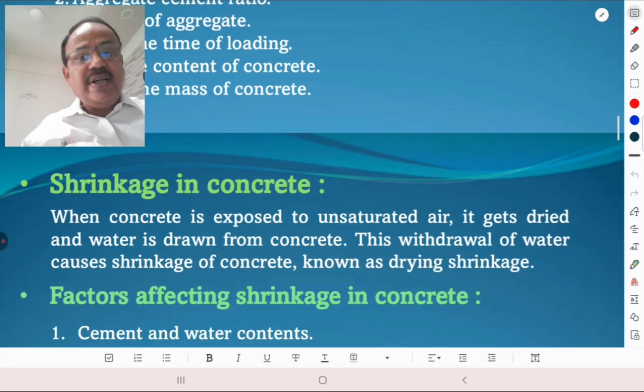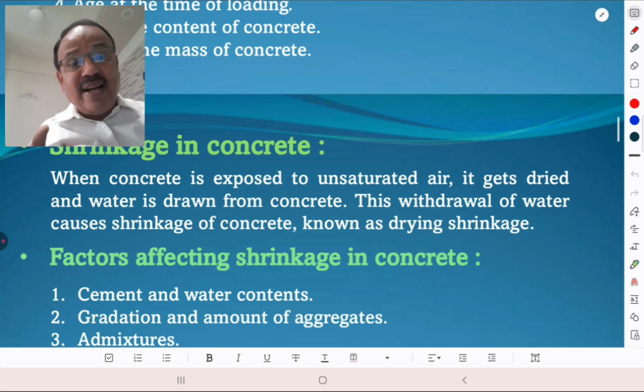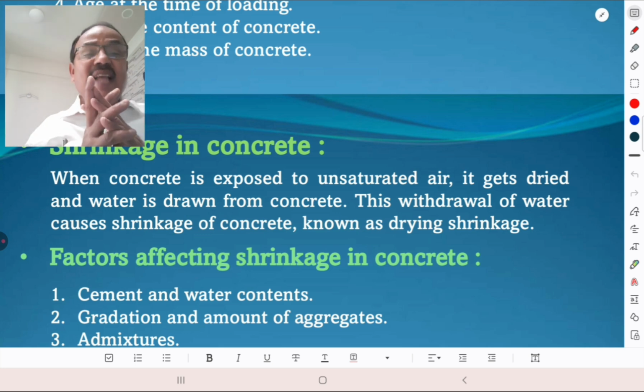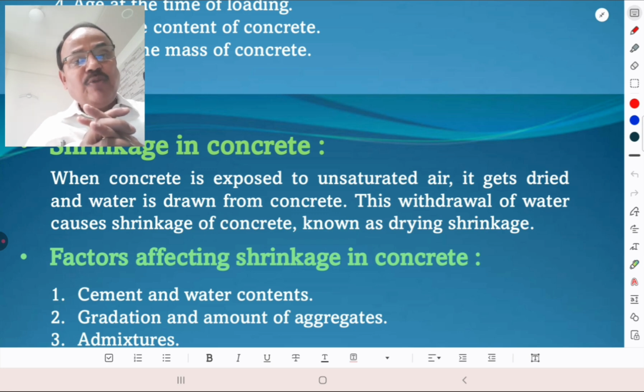Then shrinkage in concrete. What is shrinkage? Shrinkage is nothing but the reduction in volume. When concrete is exposed to unsaturated air, it gets dried and water is drawn from the concrete. This withdrawal of water causes the shrinkage of concrete. It is known as drying shrinkage.